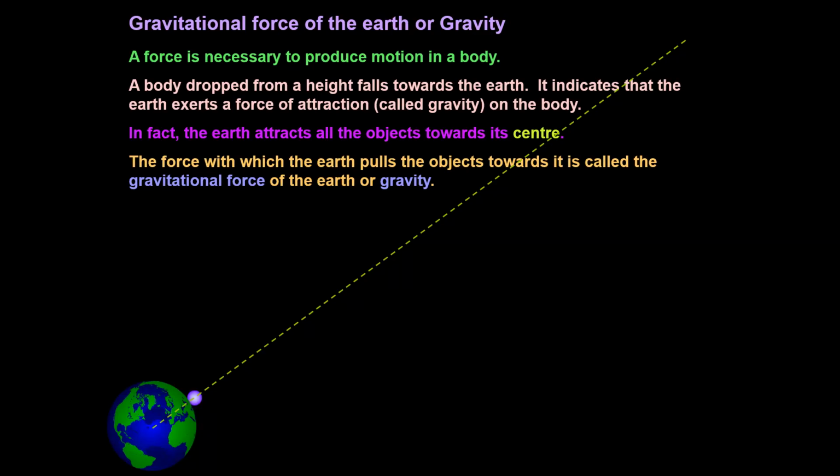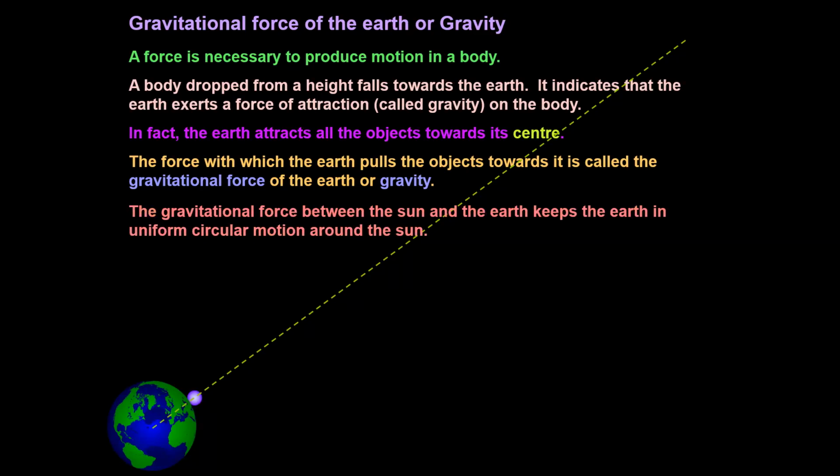Are you clear? What is that? The force with which the earth pulls the object towards it is called. So gravitational force means what? The force of the earth. Gravitational force is the force exerted by the earth. The gravitational force between the sun and the earth keeps the earth in uniform circular motion around the sun.